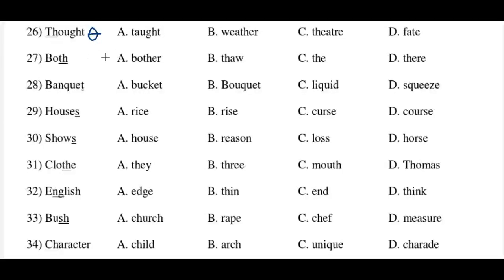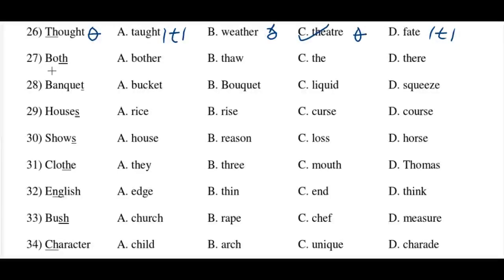26, we have thought. That is th, thought. A, we have taught, th. B, we have weather, that's the. C, we have theater. Th. And D, we have fade. So the word that contains the sound f is theater.